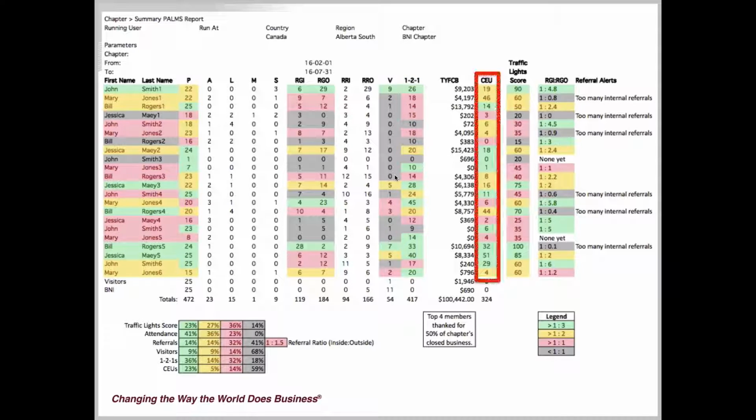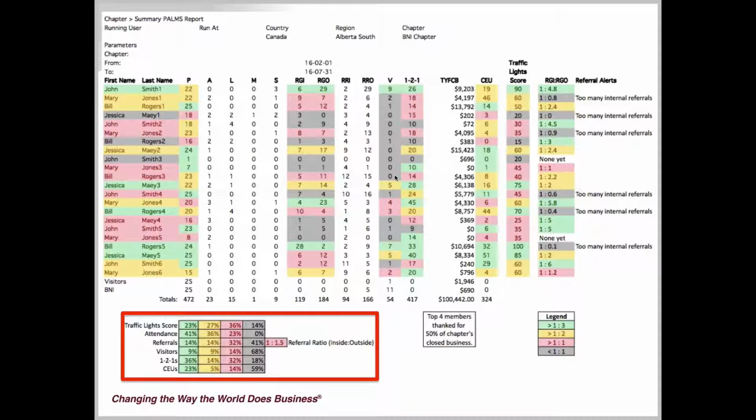Now we're moving on to CEUs. Learners are earners, and so green indicates greater than 1 CEU per week on average over this period has been achieved. We're not leaving out thank you for closed business. You can see here that the top 4 members who were thanked for closed business accounted for 50% of the chapter's closed business. This indicates too much of a concentration in those few members.